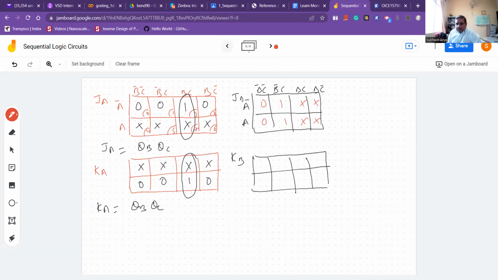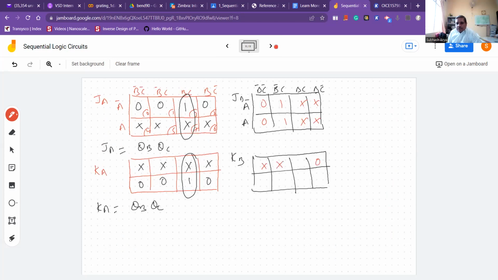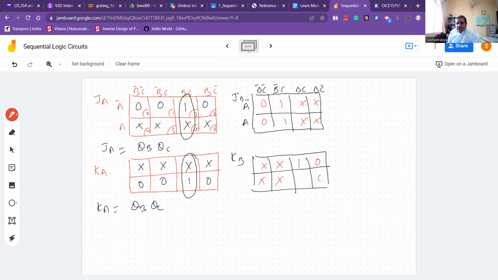Now for KB, you can see cross, cross, 0, 1. Cross, cross, 0, 1. So we have filled the information for JB and KB. Now solve it. We can make a quad group if we consider this X as a 1. Similarly here we get a quad. So you can see JB is equal to QC. Similarly, KB is equal to QC.